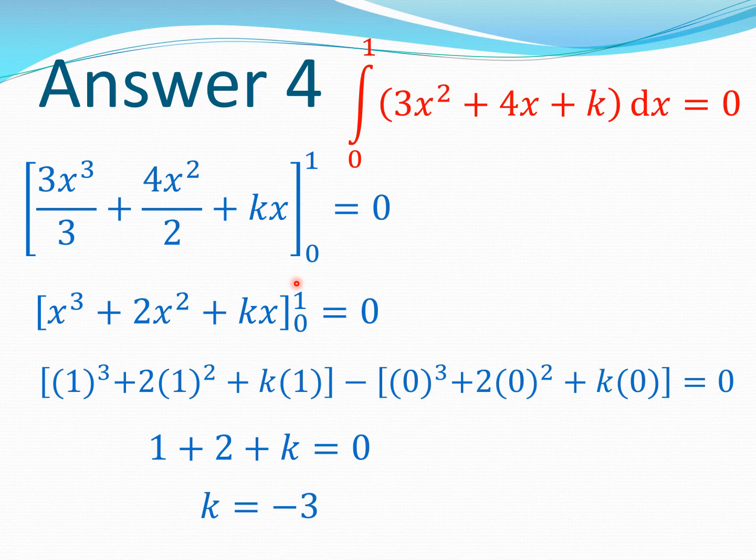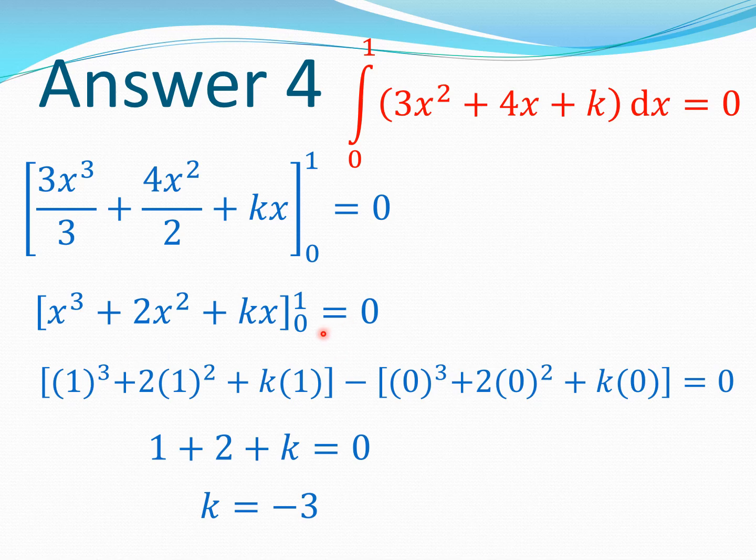is you have to integrate this function, and then you write this 1 and 0 here. These are the two bounds of the definite integral, and so that's what we do here. 3x squared becomes 3x cubed by 3, 4x becomes 4x squared by 2, and k becomes kx here. Now I simplify this. There is some cancellation of 3, there is some cancellation between 4 and 2, so I get x cubed plus 2x squared plus kx, 0 to 1, equal to 0.